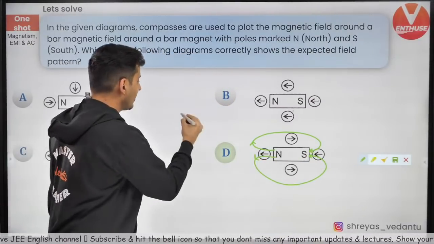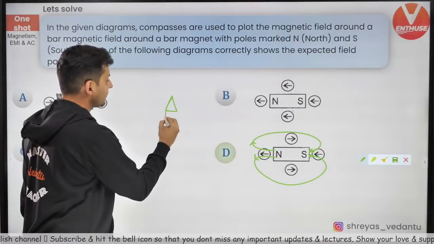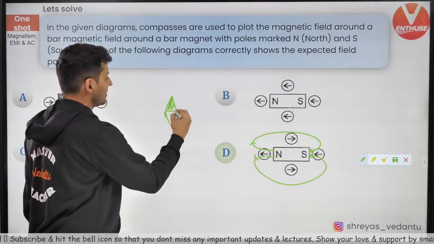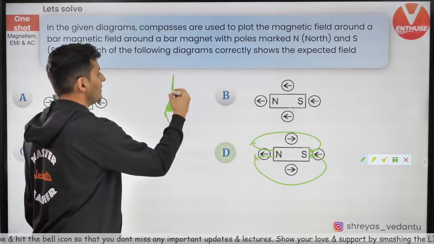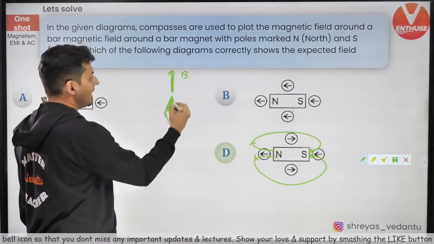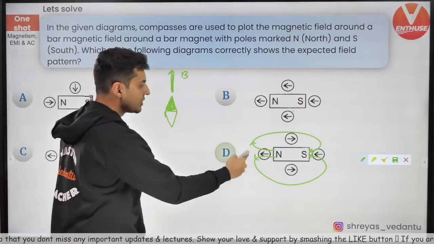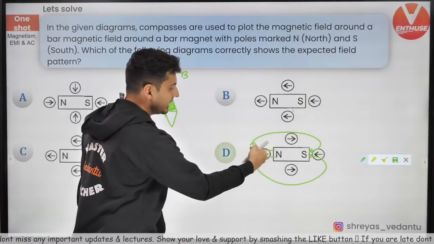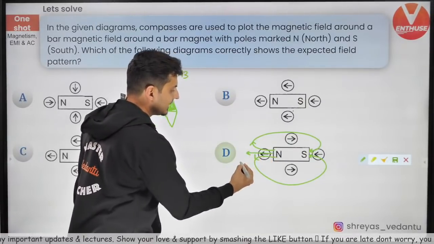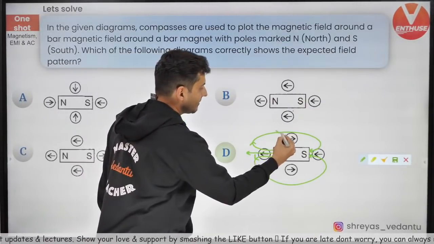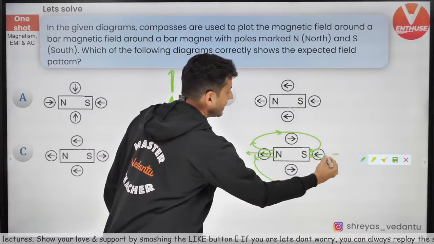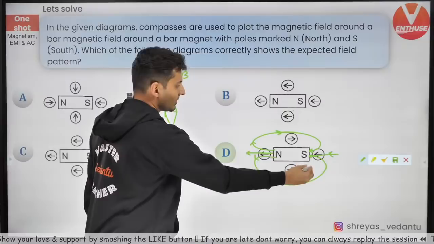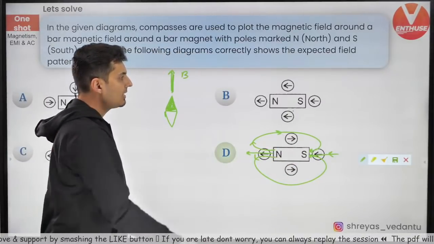And what does the magnetic compass do? If this is the north, it always orients itself in the direction of the magnetic field. So this magnetic compass will be pointing here, because the field lines are coming like this. Here the magnetic field lines are going back, and finally they are entering inside. So you can see the arrow marks are perfectly matching.